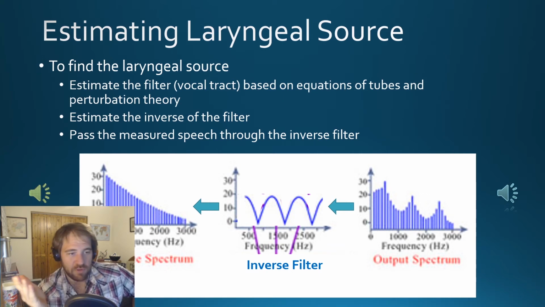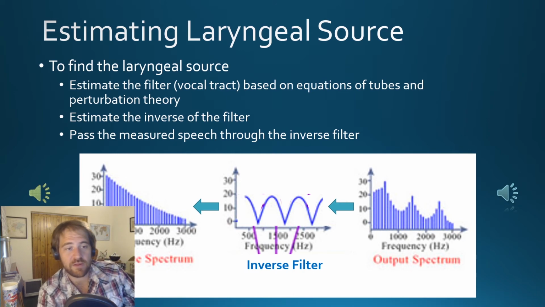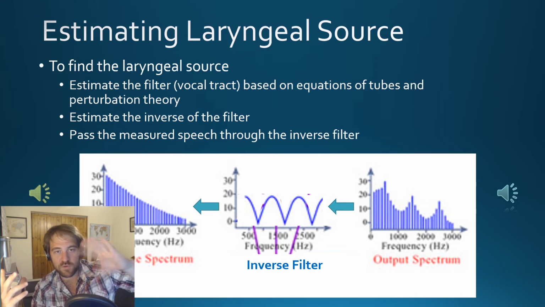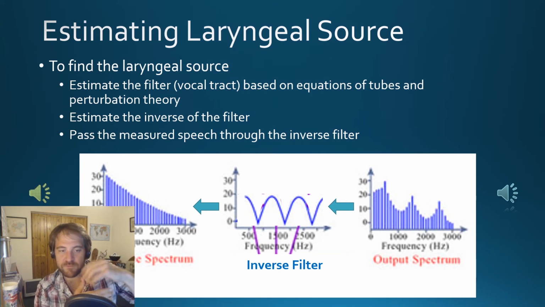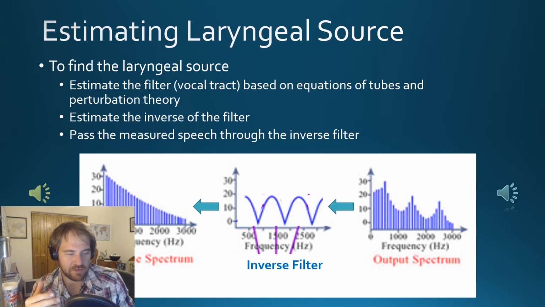So what I've got written here is basically what we just talked about. We can estimate the filter based on what we know about the equations of tubes and perturbation theory, what we know about filters and how they work. We can guess at what the filter looks like. Then we can flip the filter, multiply the speech output by it, and then we get the source. Okay, we'll listen to it again.